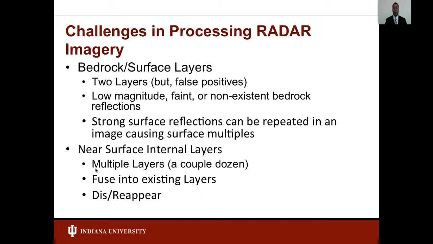For the bedrock surface approach, we are interested in only 2 layers, but typically these are very faint or non-existent image features. Also, false positives can hinder the detection of an accurate layer. For example, surface reflections can be repeated in an image, which may cause it to be selected instead of the correct surface layer. We have made considerable efforts to develop automated techniques for layer identification. The next few slides will highlight our work.